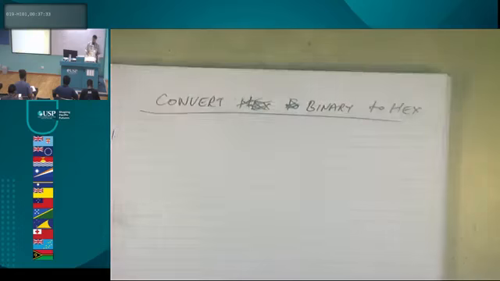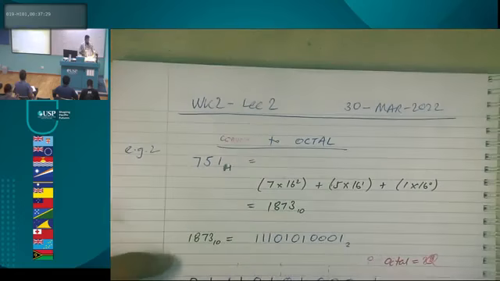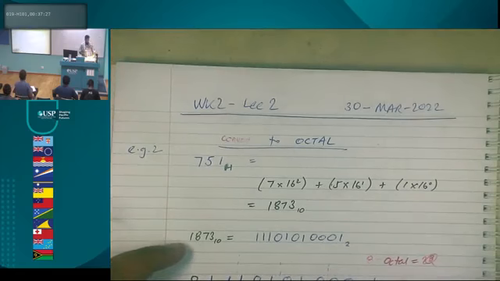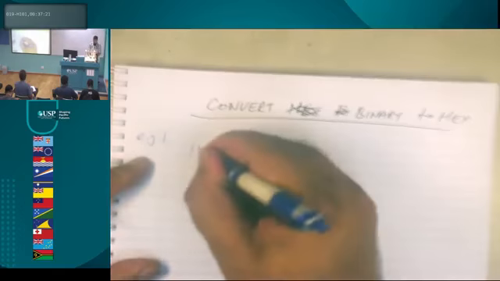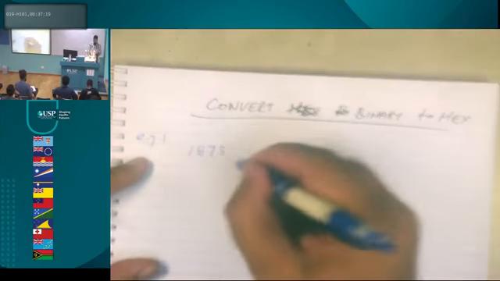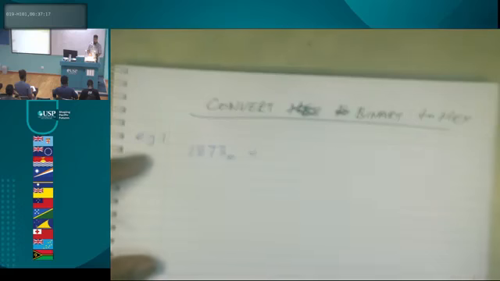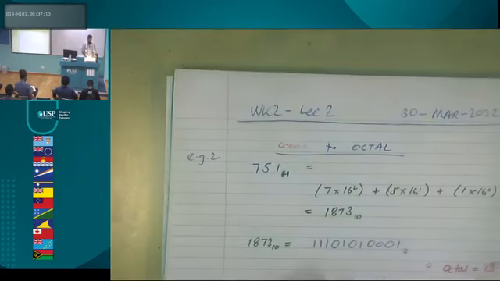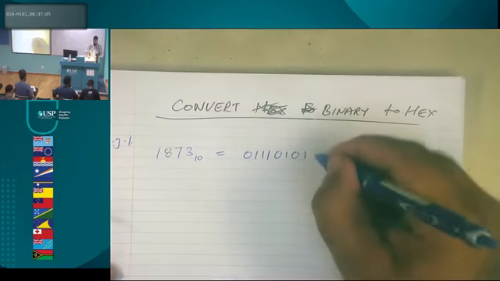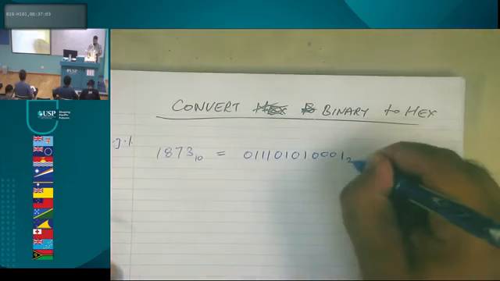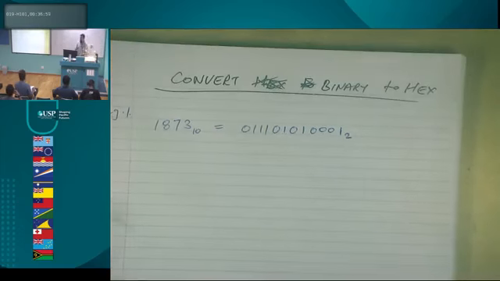Let's now take an example. Let's use the same number, 1873. If somebody gives you 1873 in base 10, as we are already aware, 1873 is equal to 11101010001 in binary from our previous learning. So whatever number you've got, you bring it into binary, right? In fact, the example one should have been a binary number. But anyway, you guys get the point.